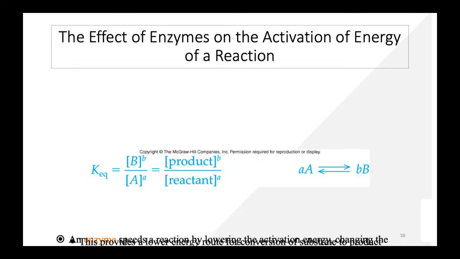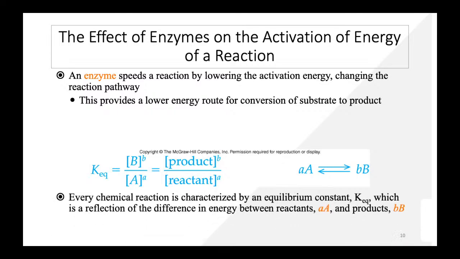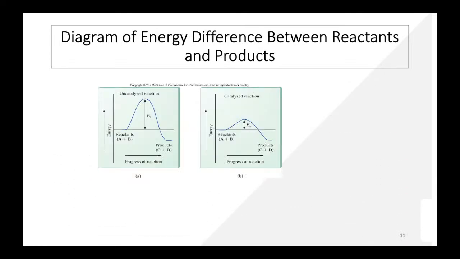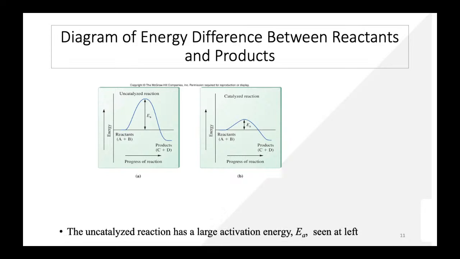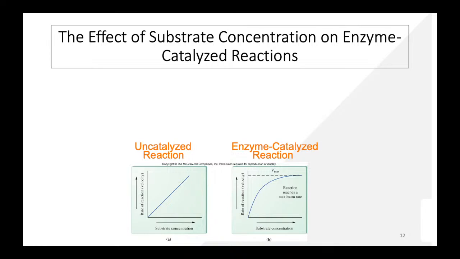Then we discussed the equilibrium constant, Keq, with product raised to power b and reactant raised to power a. We discussed that in the catalyzed reaction, the activation energy is lowered in the presence of enzyme, whereas in the uncatalyzed reaction it is quite high. Then we discussed that in the presence of enzyme, the rate of reaction versus substrate concentration makes a hyperbolic curve, whereas in the absence it makes a linear line.